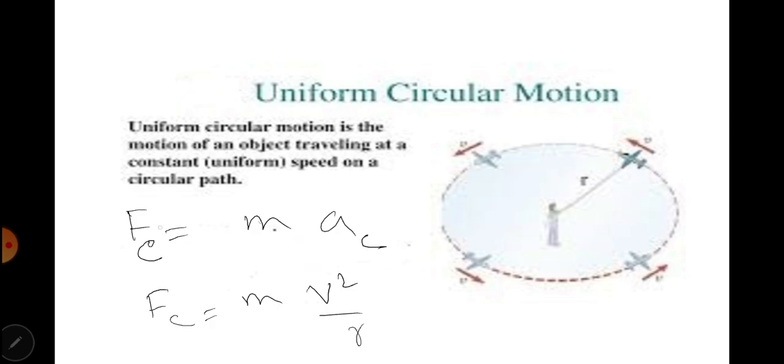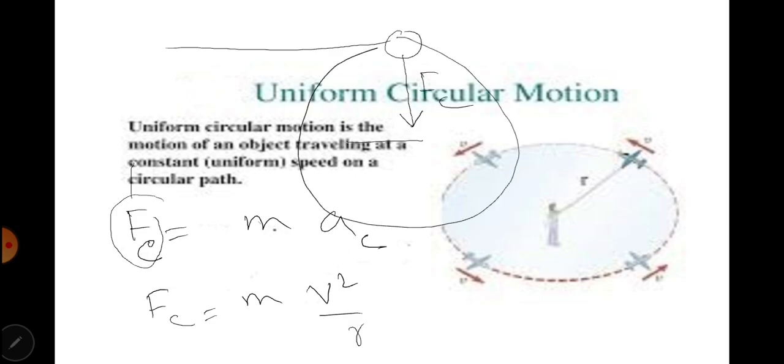Now the force which tends to move the body in a circular path is called centripetal force. If a body is moving in a straight line, and you exert a force in this direction, and this force compels the body to move in a circular path, this force is called centripetal force, and the reaction force to the centripetal force is called centrifugal force.